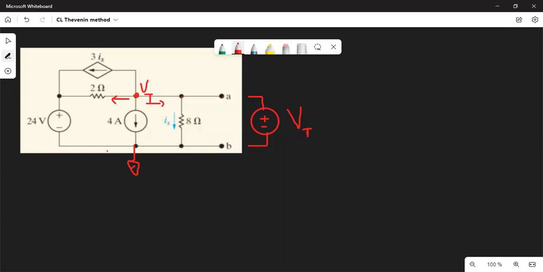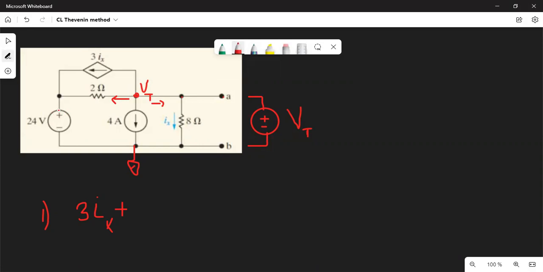So let's write an equation. The first equation: 3ix with a plus sign. Why? Because it is already leaving our node, 3ix, then plus Vt. Let me erase this to make a difference. So this is Vt, then Vt minus 24 volts.